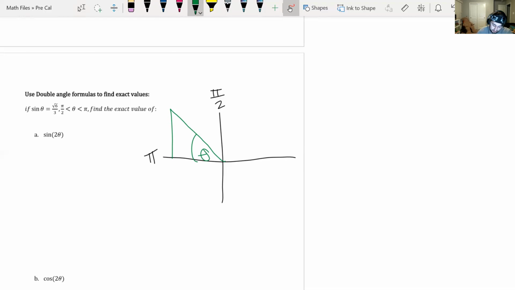If sine is the square root of 6 over 3, sine is opposite over hypotenuse, so this side is the square root of 6 and the hypotenuse is 3. By the Pythagorean theorem, you'll get 9 minus 6, which is 3, so you'll get the square root of 3. But it will be negative because it's in the second quadrant.